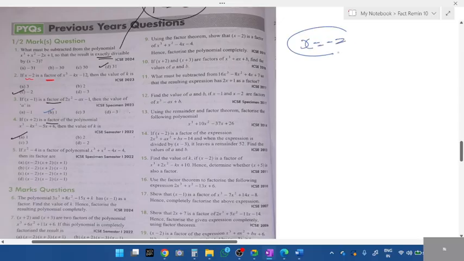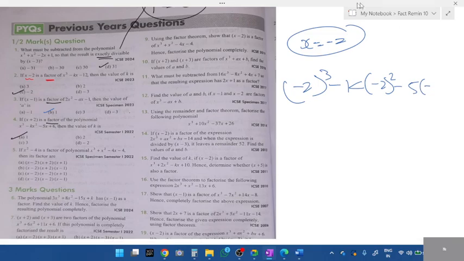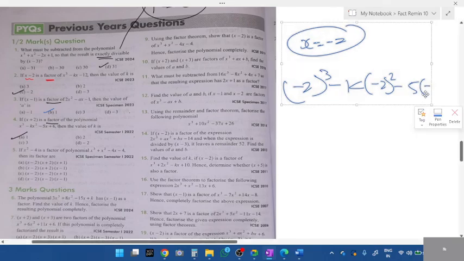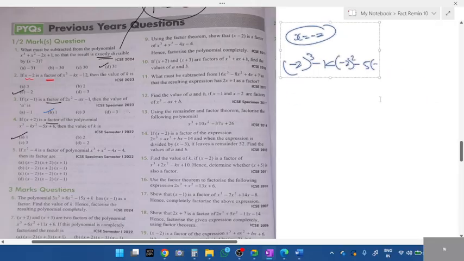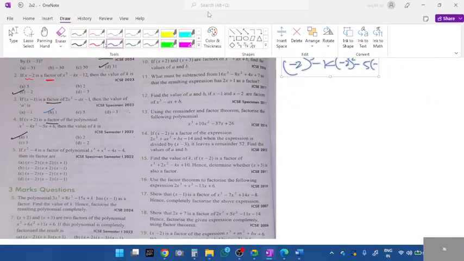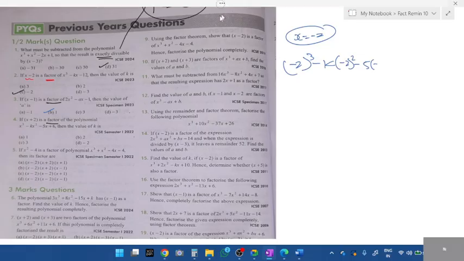X is equal to minus 2. Substitute minus 2. No, no, should not. That is slightly different, Tanishka. I'll explain. Try only till the fourth one, students. Minus 2 cube.